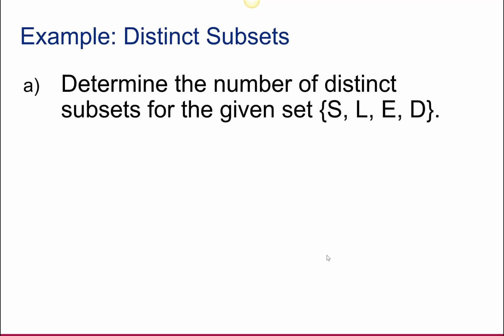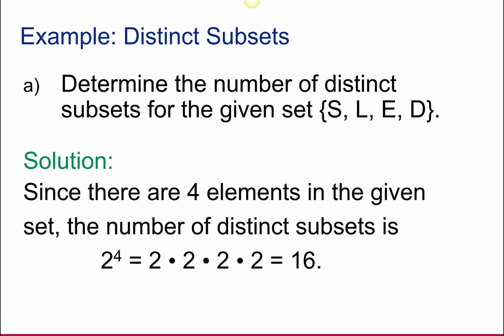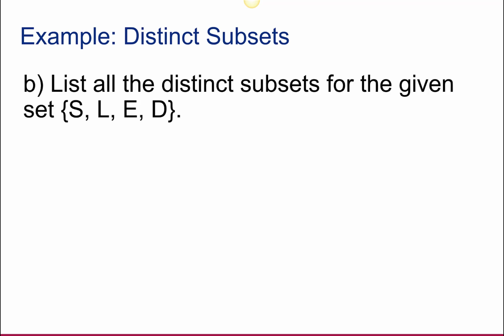Determine the number of distinct subsets for the given set. This set contains 4 letters, S, L, E, D. Since there are 4 elements in the given set, the number of distinct subsets is 2 raised to the 4th power, or 16. Now we want to list the distinct subsets for this given set.